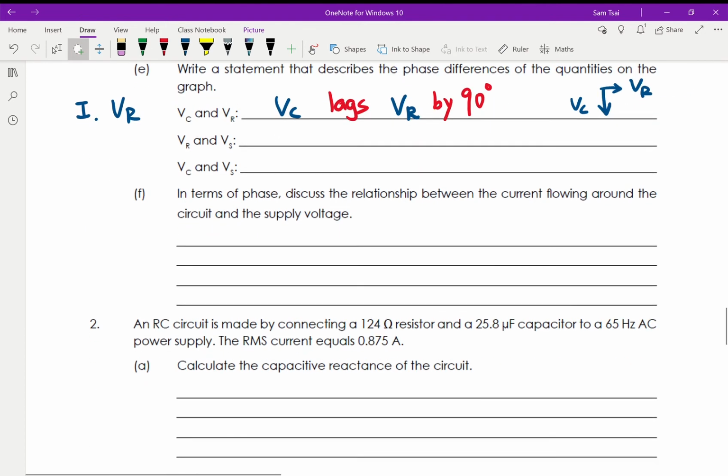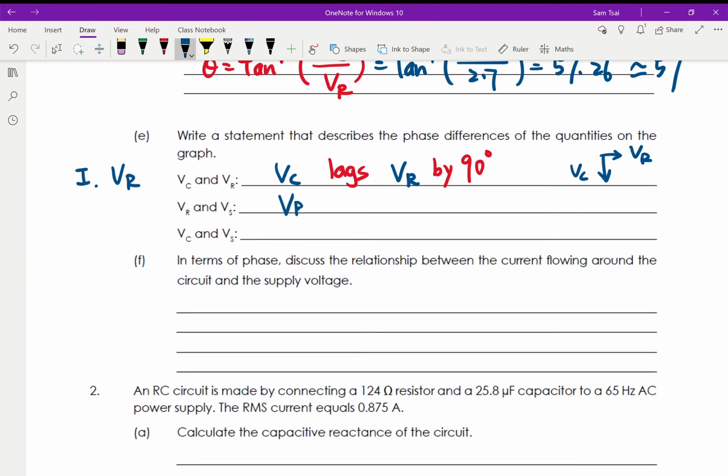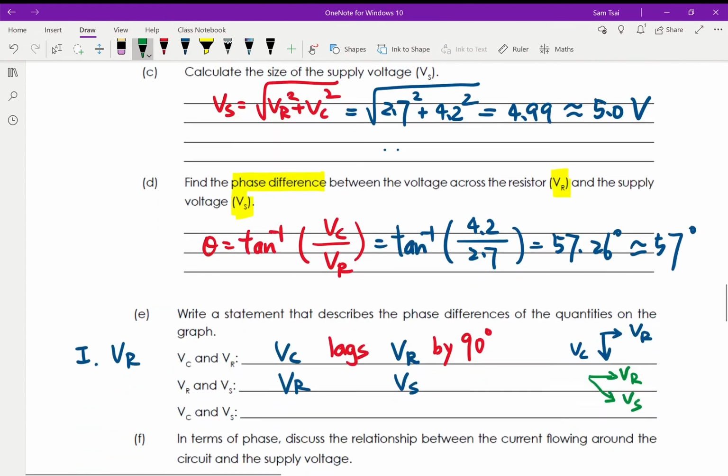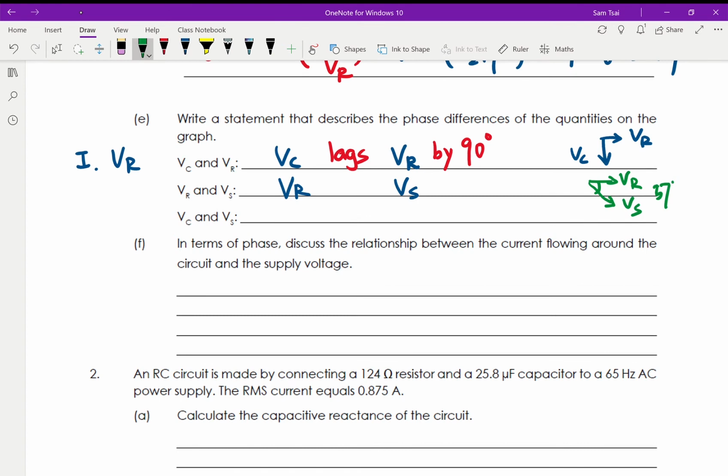Now VR and the VS. How do we do VR and the VS? Remember our diagram. VR is here, and VS is here. If you check the diagram, VS is there, and here is 57 degrees. So how do we do VR and VS? VR leads VS by 57 degrees.